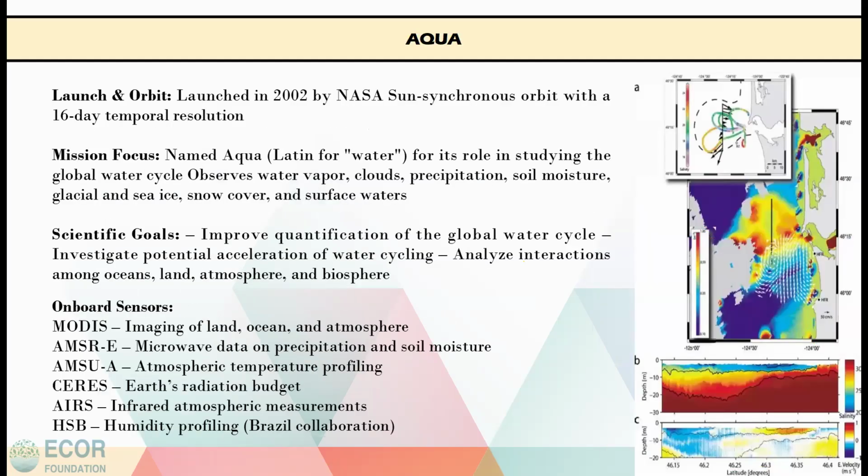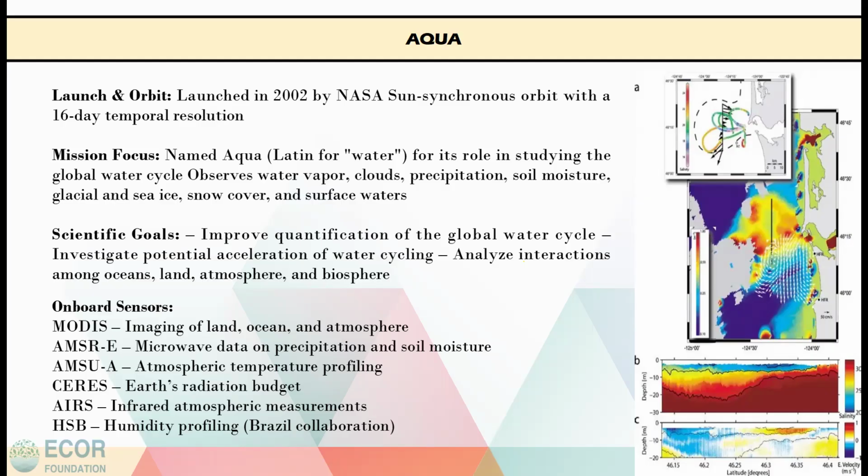And this slide is about Aqua. It was launched in 2002 by NASA. It is also in a sun synchronous orbit. The temporal resolution is 16 days. Temporal resolution is nothing but the revisit of that particular satellite over a particular piece of land. Spatial resolution is how much land one pixel of the satellite imagery represents. So those are simple definitions of spatial and temporal resolution of satellite imagery.